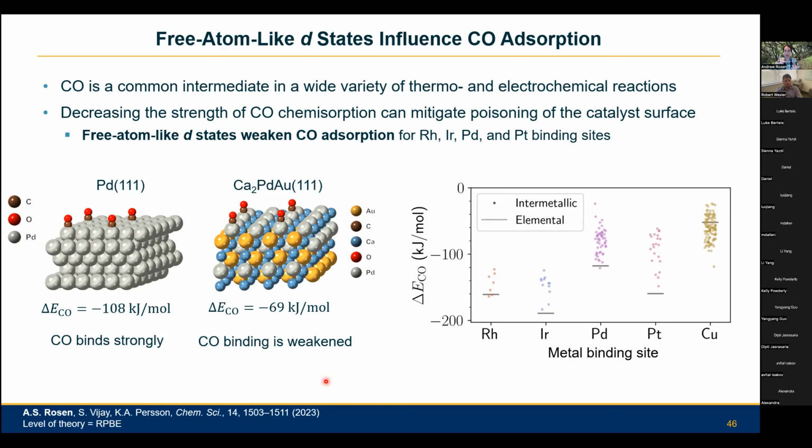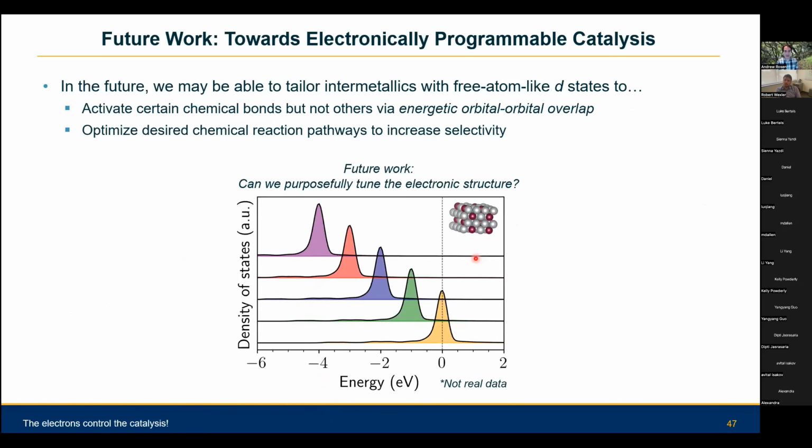It's really an interplay between hybridization of the orbitals and the orthogonalization energy penalty of those orbitals arranging. And we have an empirical model to describe that in the paper. But at least for these rhodium, iridium, palladium, and platinum species, what we can say is that these free atom-like states often weaken CO adsorption, which could be a useful design rule.